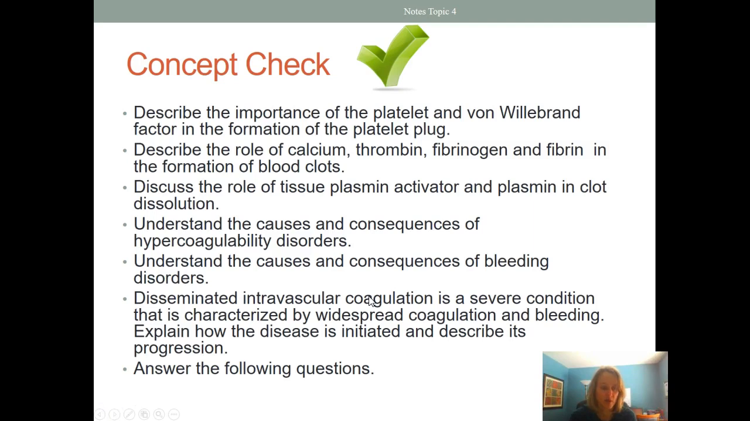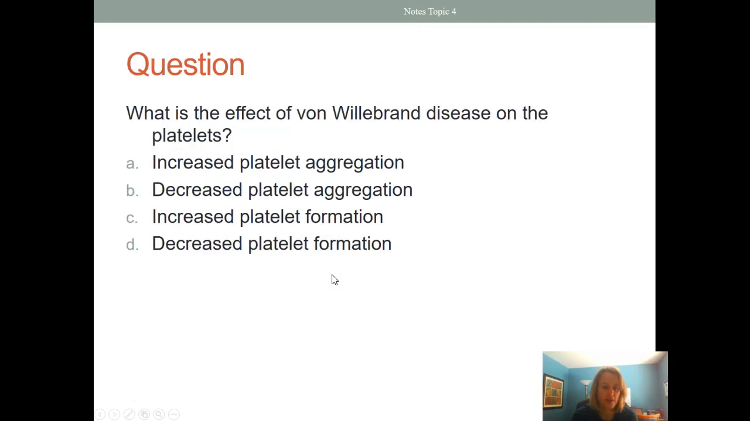Okay, you want to probably pause the video and make sure you can answer the concept check questions, and then we'll take a look at the next set of questions. So what is the effect of von Willebrand disease on the platelets? Okay, give you a minute. All right, and the answer is going to be decreased platelet aggregation. Remember, von Willebrand factor is that intermediate that helps the platelet stick.